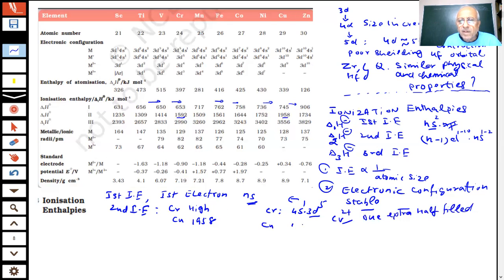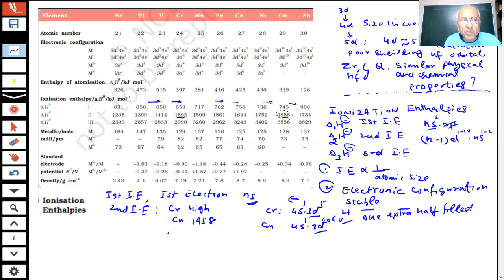Copper. Copper is 4s1 3d10. So naturally, what will happen after the first electron is removed? It is fully 3d10 filled. So the d orbital is completely filled. Therefore, you see a very high value in the case of copper. Yes, sir. So here it has 3d10.